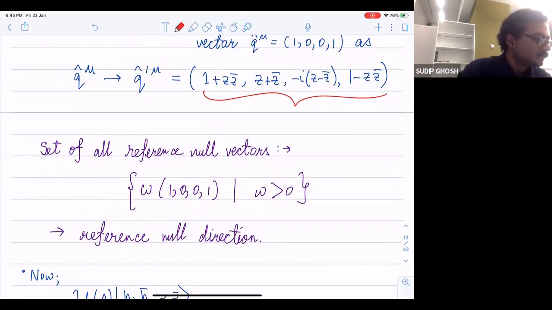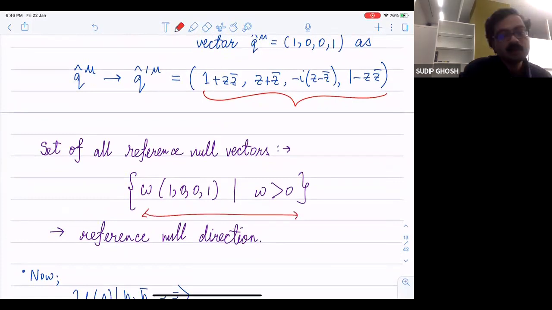For us it will be convenient to introduce some nomenclature. Let me consider the set of all reference null vectors which are of this form. The set of all such null vectors, I will refer to as the reference null direction.